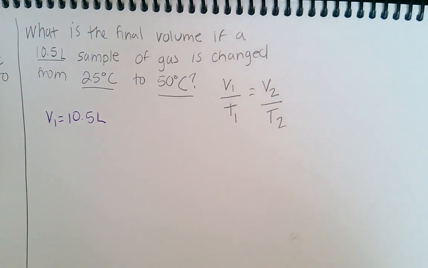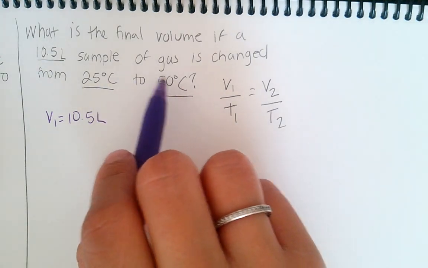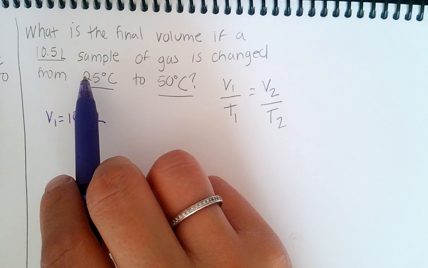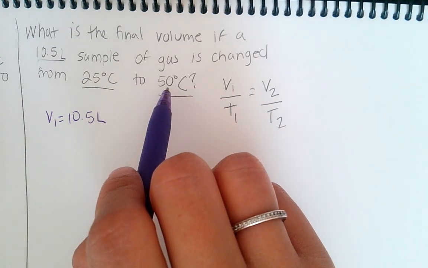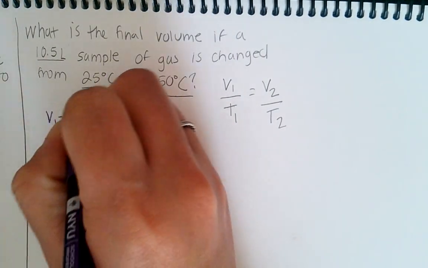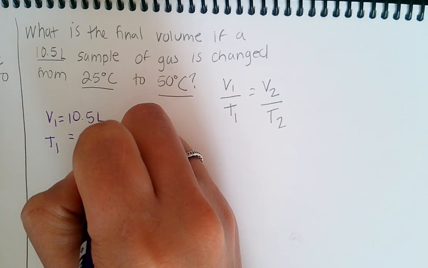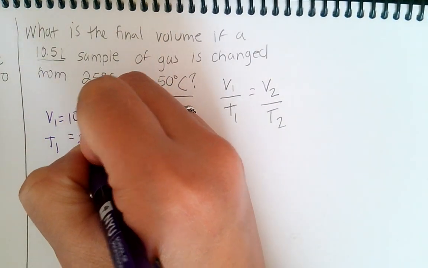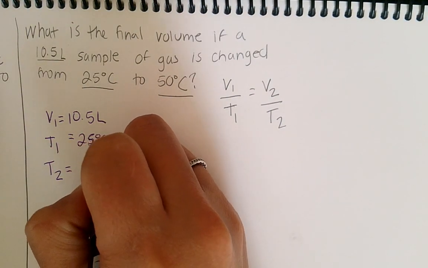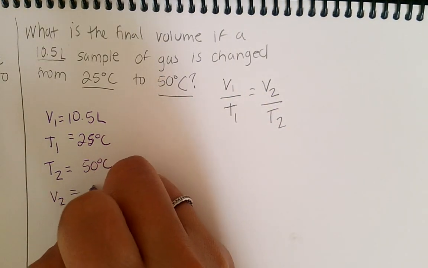All right, so how about 25 and 50 Celsius? Which one is going to be our temperature 1? Which one is going to be our temperature 2? Well, if you take a look at this, it is changed from 25 to 50, meaning 25 is going to be our initial temperature because that was what it was initially, and it's changed to 50 Celsius. So 25 Celsius is going to be our T1, and our T2 is going to be 50 Celsius, which means that our V2 is going to be our X.